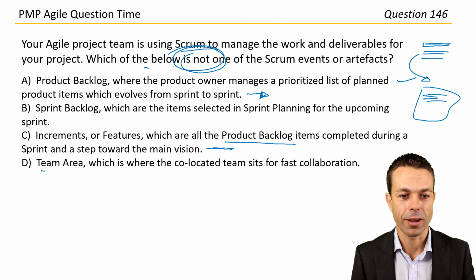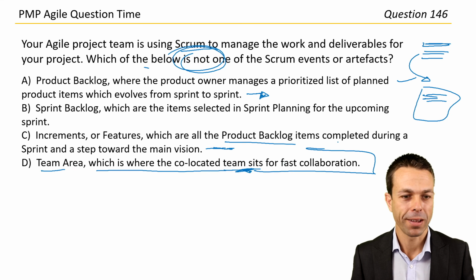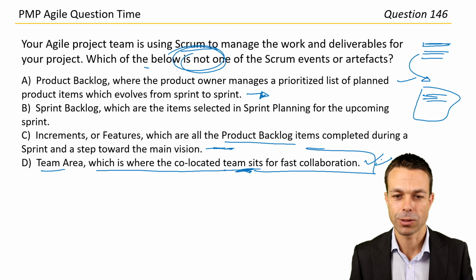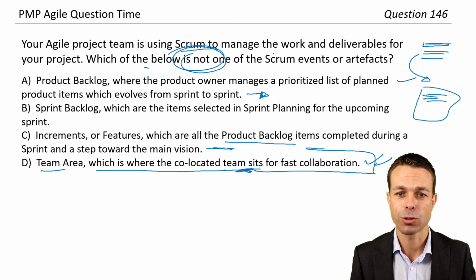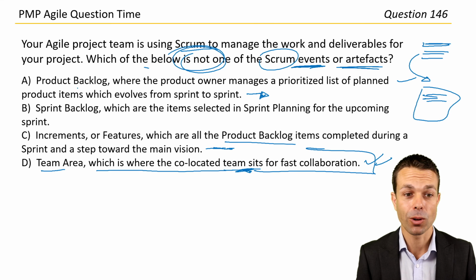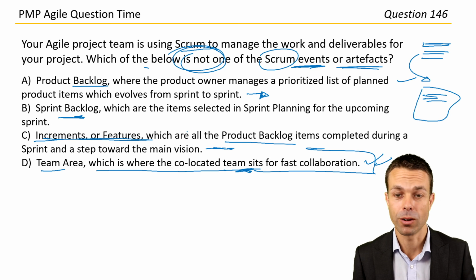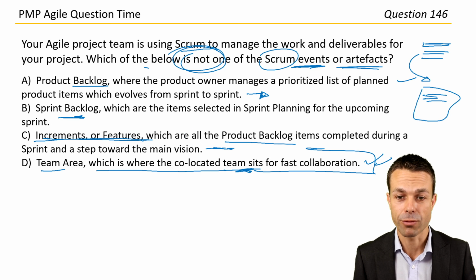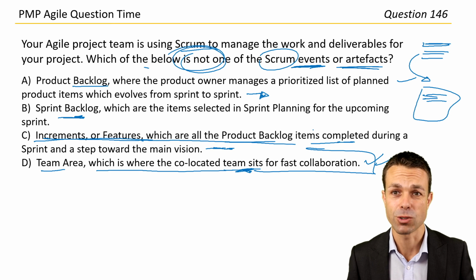And the team area, which is where the co-located team sits for fast collaboration. Look, that's also a good one. So these are all really good. So because we could choose any of these from an Agile perspective, let's go back and look at the question. We're asking for Scrum events or artifacts. So product backlog is an artifact, sprint backlog is an artifact, increments or features are artifacts, or items that we're delivering, so completed during a sprint, and the sprint is our event as well.